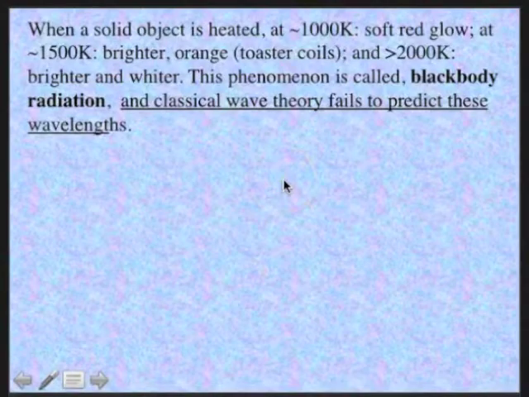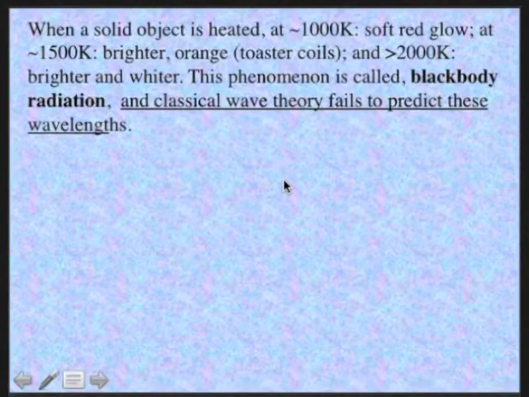Now, when a solid object is heated to about 1000 Kelvin, you have a soft red glow. You heat it up to 1500 Kelvin, it gets brighter, and you have an orange glow, something like toaster coils. And greater than 2000 Kelvin gets very bright and very white, white hot. This phenomenon is called blackbody radiation, and classical wave theory fails to predict these wavelengths.